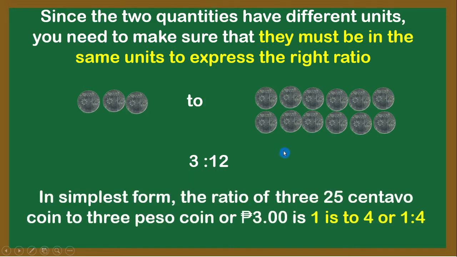Since 3 is to 12 is in ratio form, it must be in simplest form. So in simplest form, the ratio of 3 25-centavo coins to 3 peso coins, or 3 pesos, is 1 is to 4.